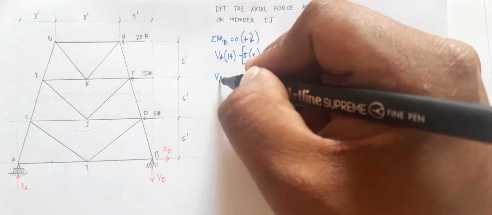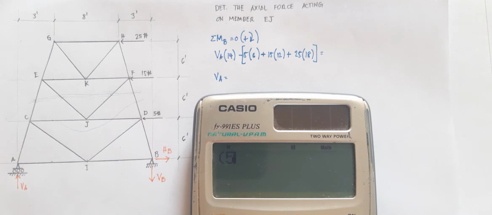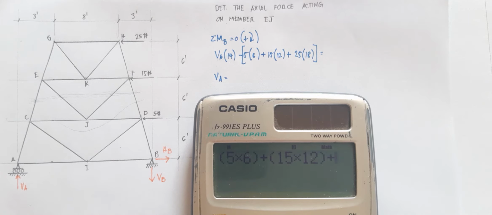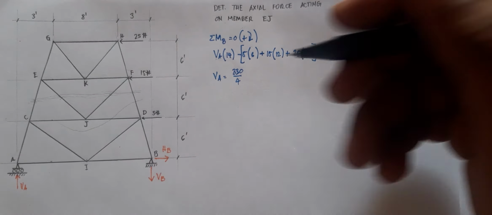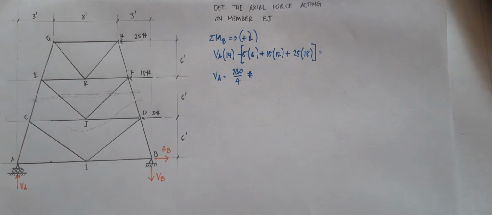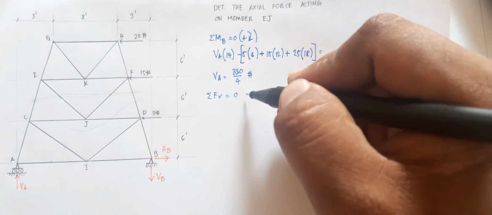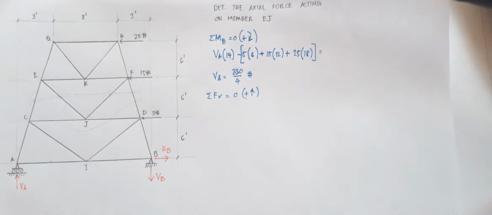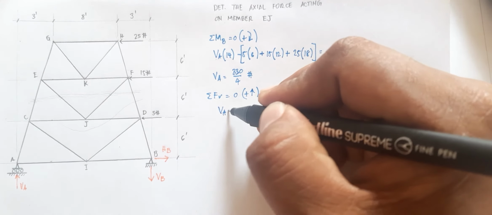Calculating for VA, you would have 5 times 6, 15 times 12, and 25 times 18, divided by 14. Let's just take the fraction. That is 330 over 4, in kilonewtons. Next, taking summation of forces vertical equal to 0, let's take positive upwards. On the upward direction, you have VA. On the downward direction, you have VB. No more forces along the vertical axis. Therefore, you can conclude that VA is equal to VB.